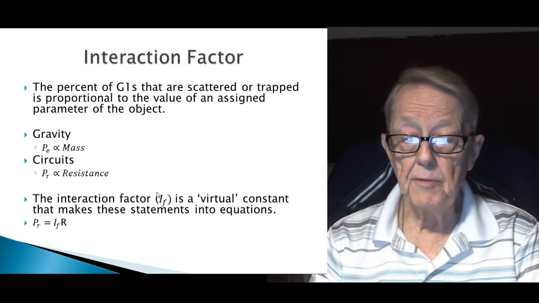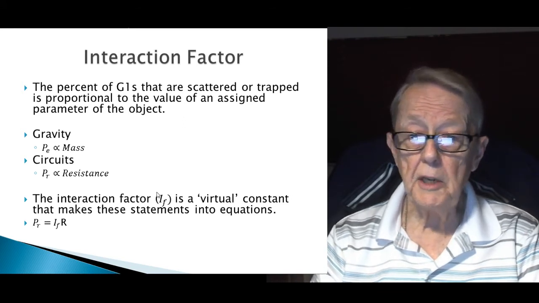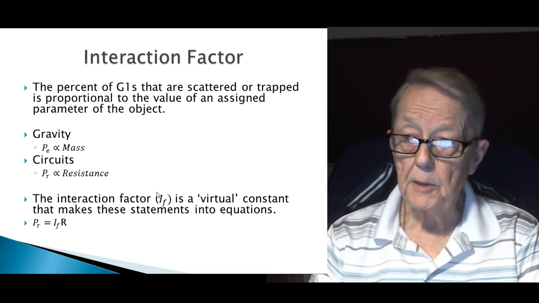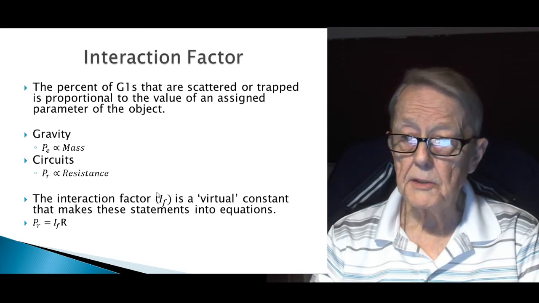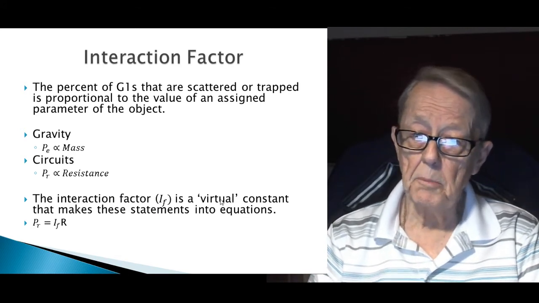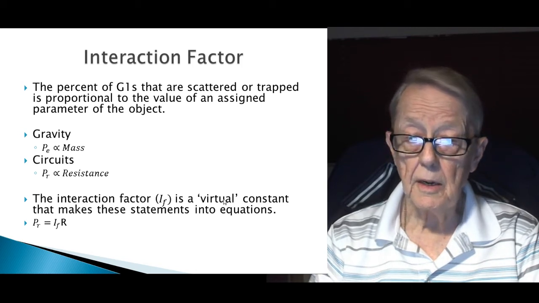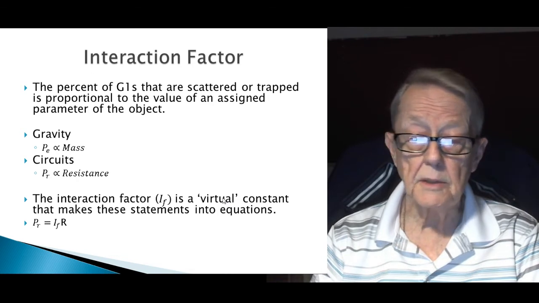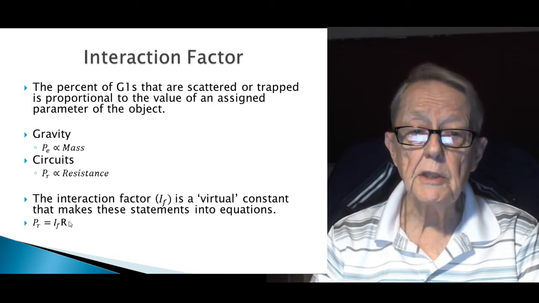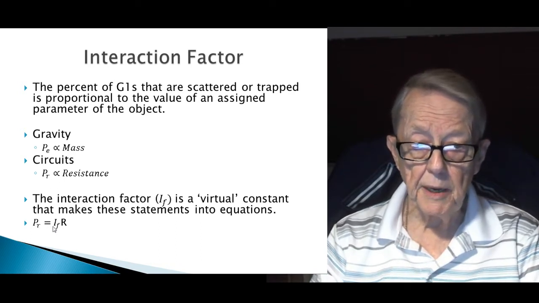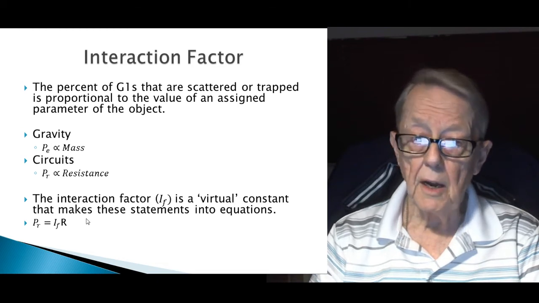You remember my video on dark matter? G, they say, is an absolute constant. In the particle model, it's not. So I give it another name, call it a virtual constant, because I treat it like a constant, but it may have a different value under different circumstances, and you don't always know what those circumstances are. So that changes the circuit statement to the percent reduction being equal to I sub f times the resistance R.